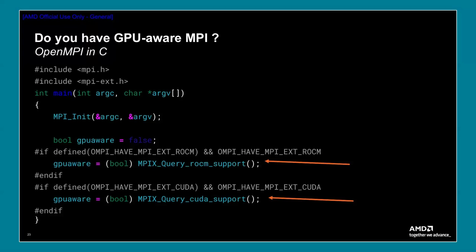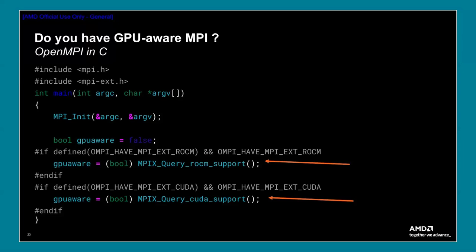So I'll walk you through this example here. At the top, of course, you have the include mpi.h. We also need to include the mpi-ext header, which gives you this additional function, MPIX_Query_rocm_support, as well as MPIX_Query_cuda_support. Typically, you might not do this exactly, putting both the CPP flags and the query functions in here, because technically both of those are there, and you can call both of them, even if you don't have GPU support.